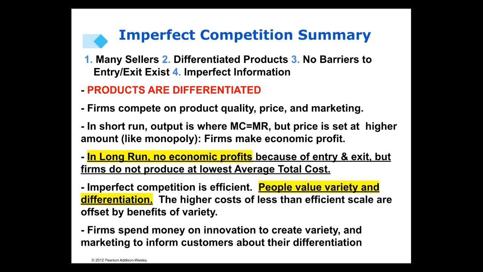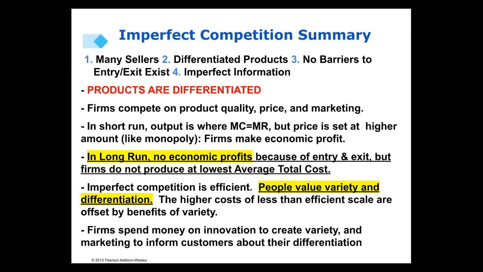So in imperfect competition, products are differentiated. Firms can compete on product quality, on features, on price, on marketing, on packaging, on all these different dimensions. In the short run, firms can make an economic profit. In the long run, because there are no barriers to entry and exit, firms will not make an economic profit. In the long run, firms will break even, just like they do in perfect competition.